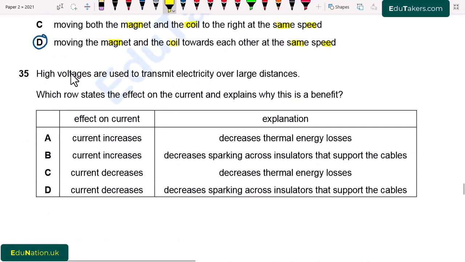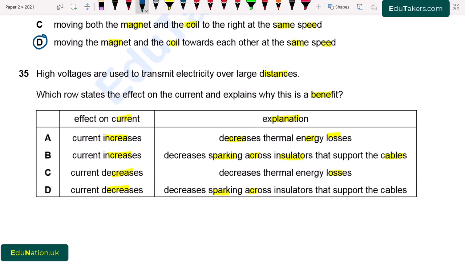Question number 35. High voltages are used to transmit electricity over large distances. Which row states the effect on the current and explains why this is a benefit? Effect on current and explanation. MCQs: A. Current increases, decreases thermal energy losses. B. Current increases, decreases sparking across insulators that support the cable. C. Current decreases, decreases thermal energy losses. D. Current decreases, decreases sparking across insulators that support the cable.